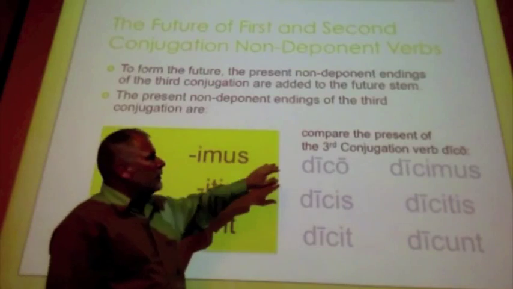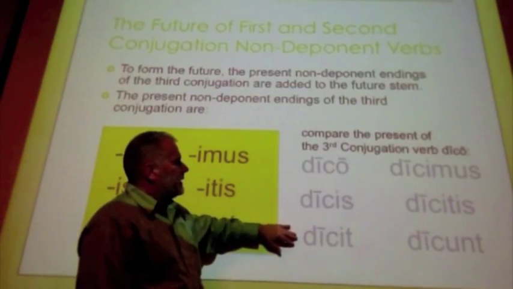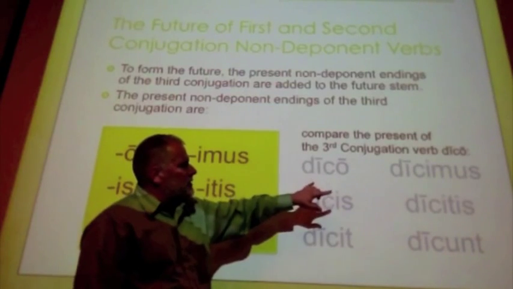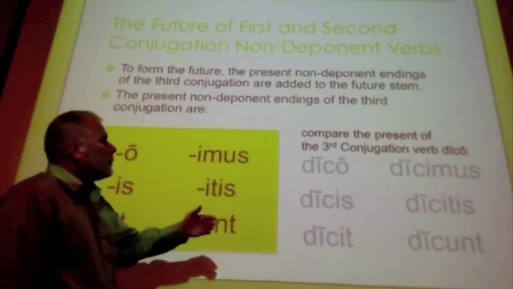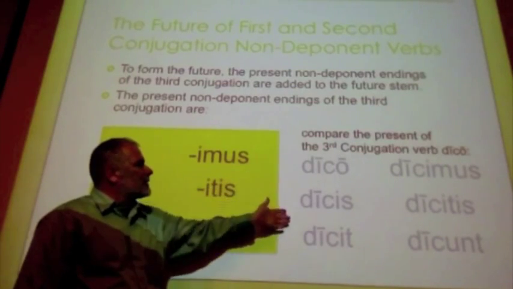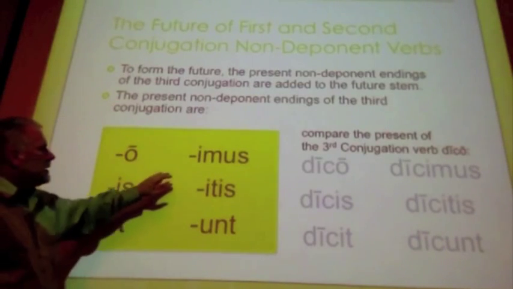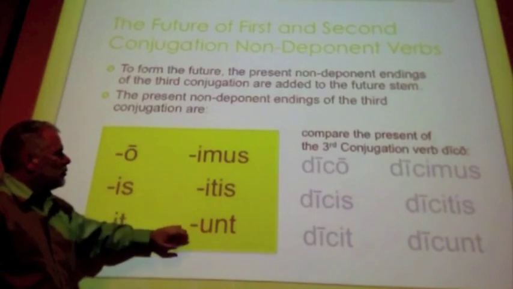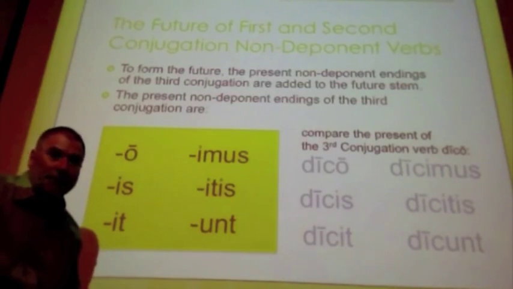Here's a typical third conjugation verb. Dico, dicis, dicit, dicimus, dicitis, dicunt. If we extract the endings from these forms, we get o, is, it, imus, itis, unt. And those are the endings that we're going to add to our future stems.